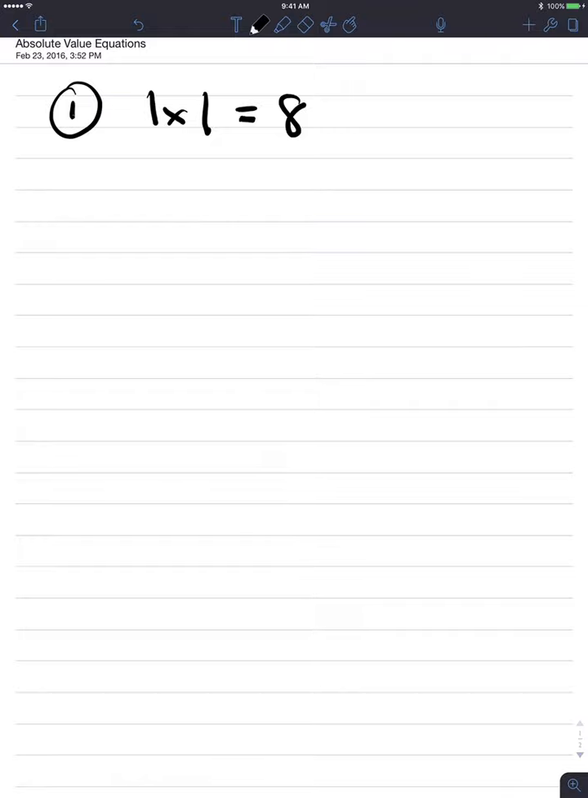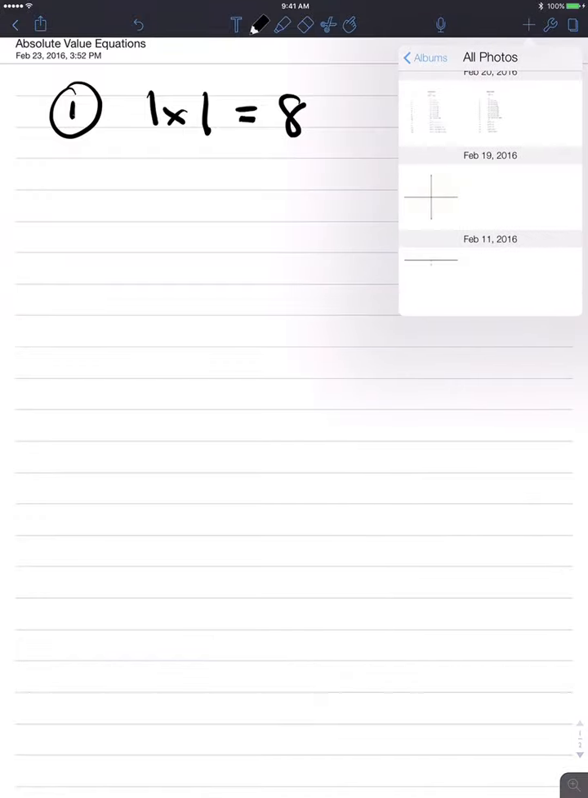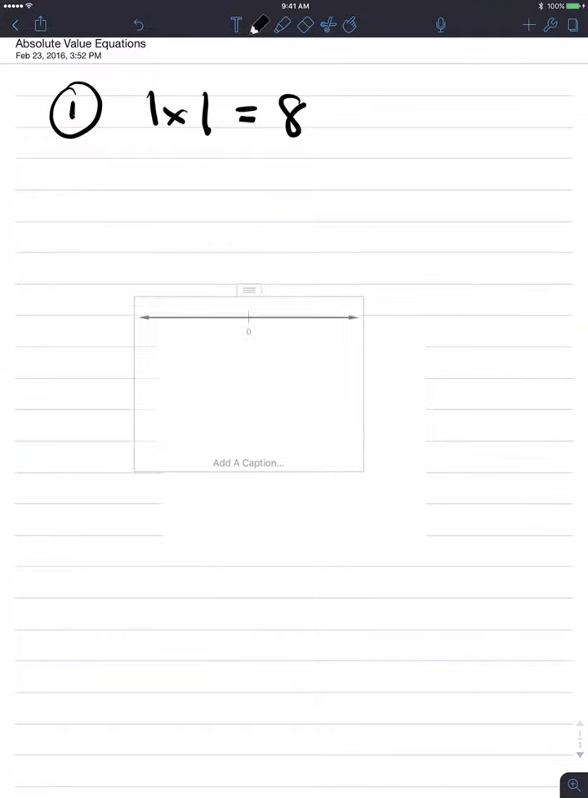Okay, this is the absolute value equation worksheet. We're trying to solve an absolute value equation. Let's take a look and notice this, that if we look at this concept from first principles, I'm going to bring in a real number line here.